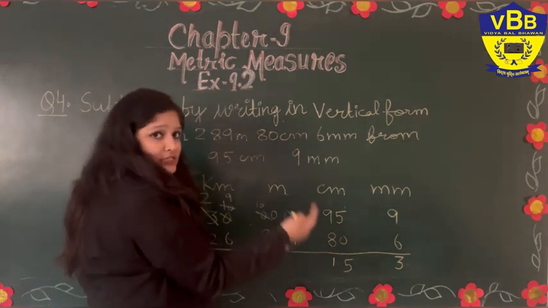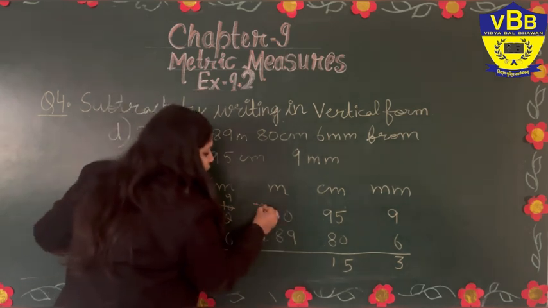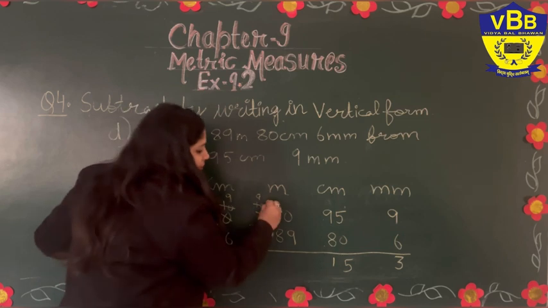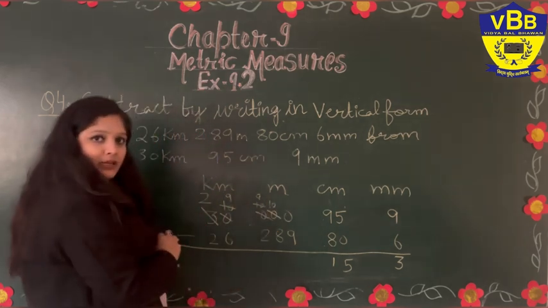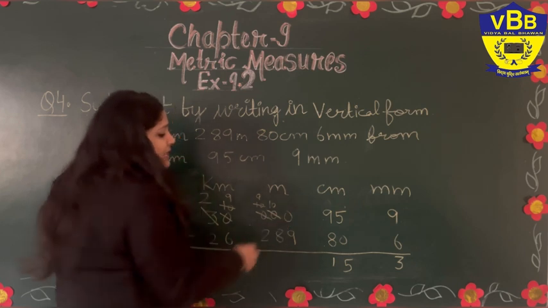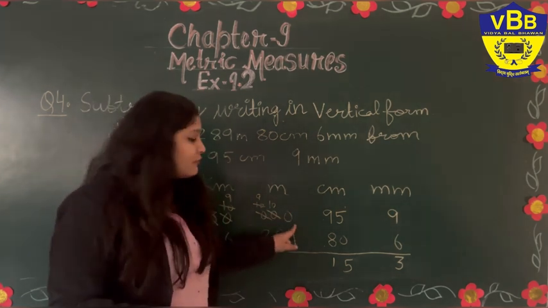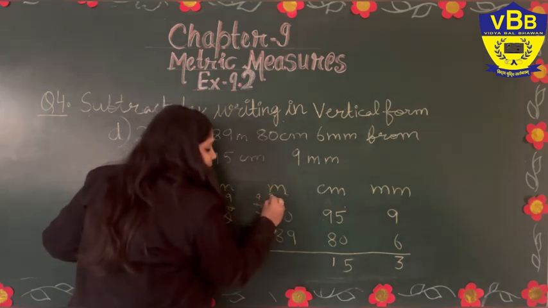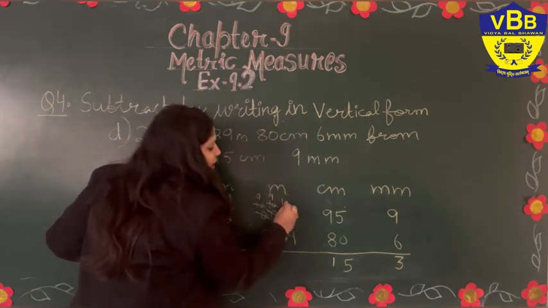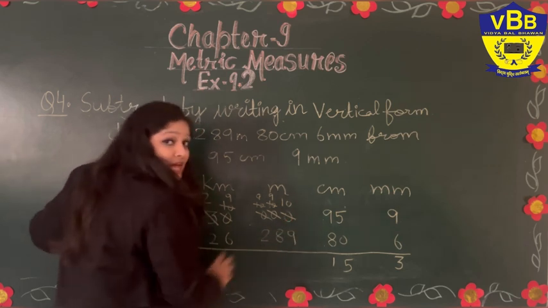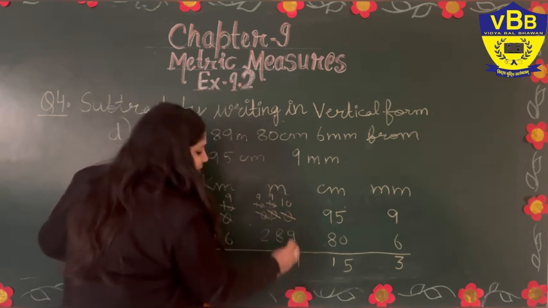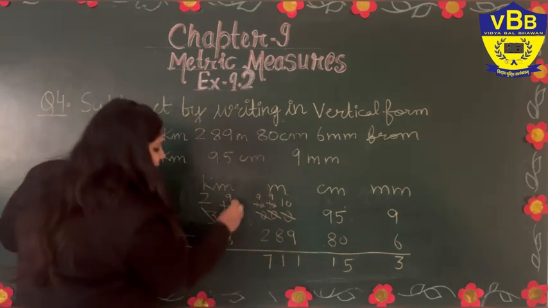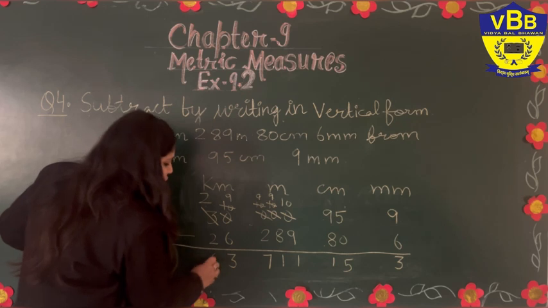Again the next number is 0. So we have to borrow one number again from this number. So it will become 10. Next digit will become 10. Now you can see again the next digit is 0. We also want one number from here. So from here we have to borrow one number. It will become 9 and this number will become 10. So 10 minus 9 is 1. 9 minus 8 is 1. 9 minus 2 is 7. 9 minus 6, 3 and 2 minus 2, 0.